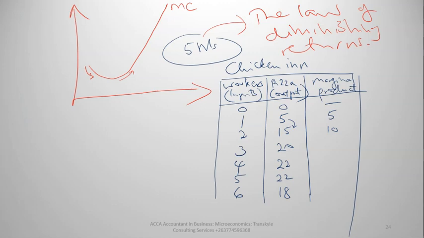When we employ the third worker, the extra pizza we get are just 5. From 15 to 20, that's 5. Then when we employ the fourth one, we only get 2 extra pizza. All right. When we employ the fifth worker, there is a 0. And then when we employ the sixth worker, there is a -4. All right. So you can see that there is now a diminishing of returns.